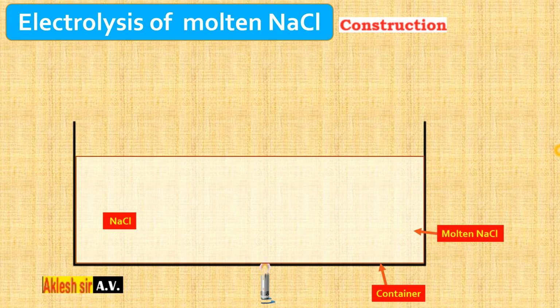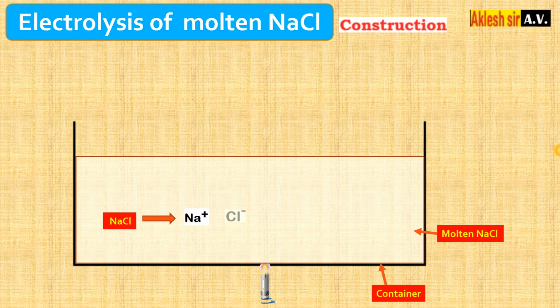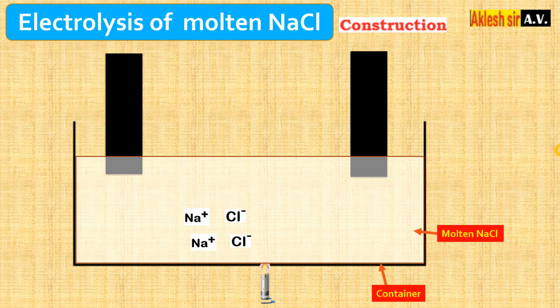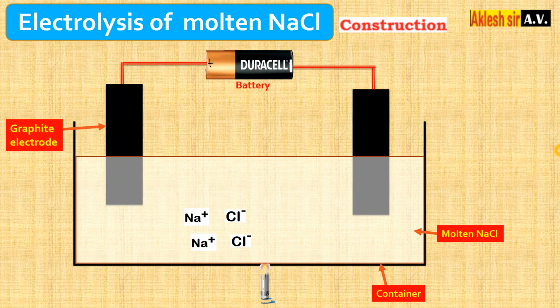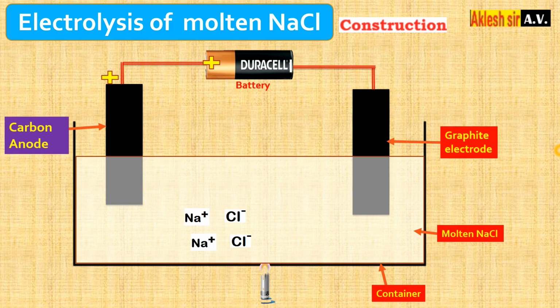During melting of sodium chloride, NaCl breaks down into Na+ and Cl-. Two graphite electrodes are immersed in it. They are connected by metallic wires to a source of direct current, that is, a battery. The carbon electrode connected to the positive terminal of the battery is the anode. The electrode connected to the negative terminal of the battery is the cathode.